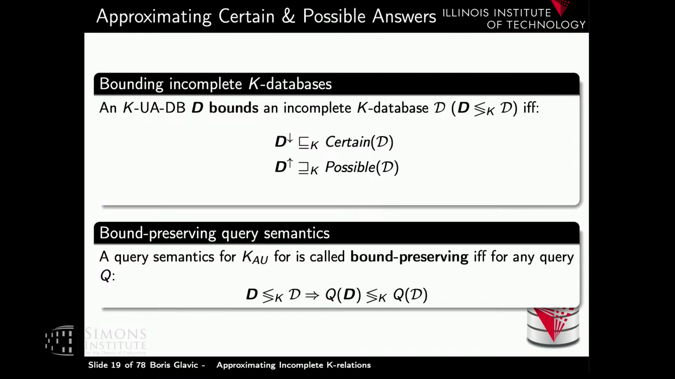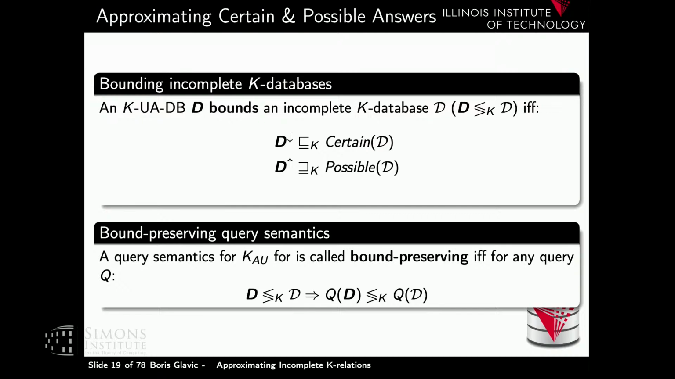It's basically if the first dimension under-approximates certain annotations and the second dimension over-approximates possible annotations. Okay, good. Now, here's a trivial but great result. I have already a bound-preserving query evaluation semantics. Sorry, I'm jumping too fast. Now I want, of course, operations. I want to be able to run queries on this stuff, computations. And I want this to be bound-preserving.